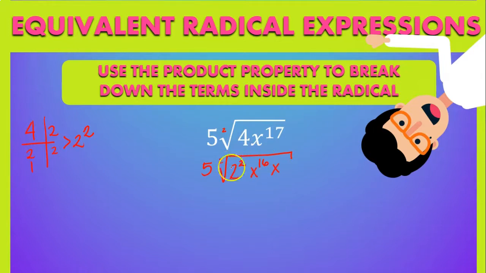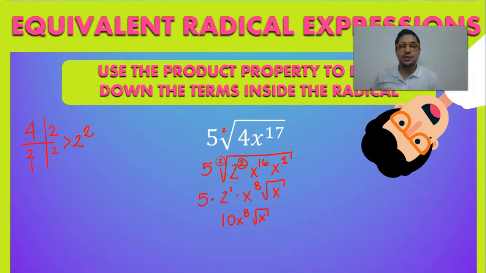Because when we divide, the 5 stays outside, and then 2 divided by 2 is 1. And then the x to the power of 16, we divide it by the root of 2. 16 divided by 2 is 8. And then the 1 here of the x cannot come out, so it stays inside the radical. So that means it's 5 times 2 times x to the power of 8. So that is 10x to the power of 8 times the square root of x. And that is going to be your answer.